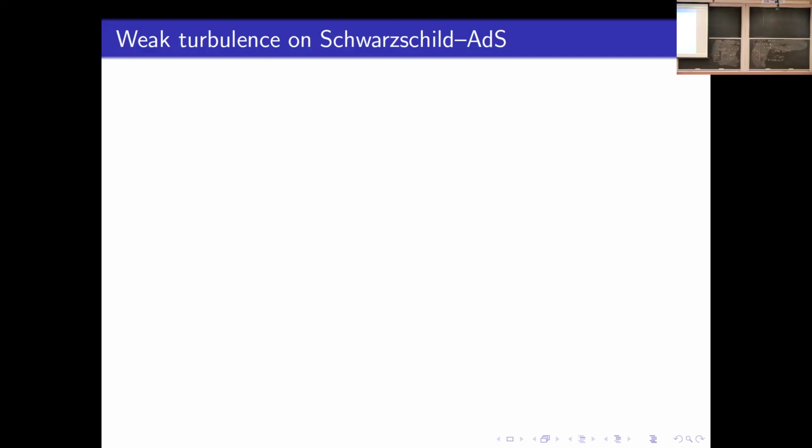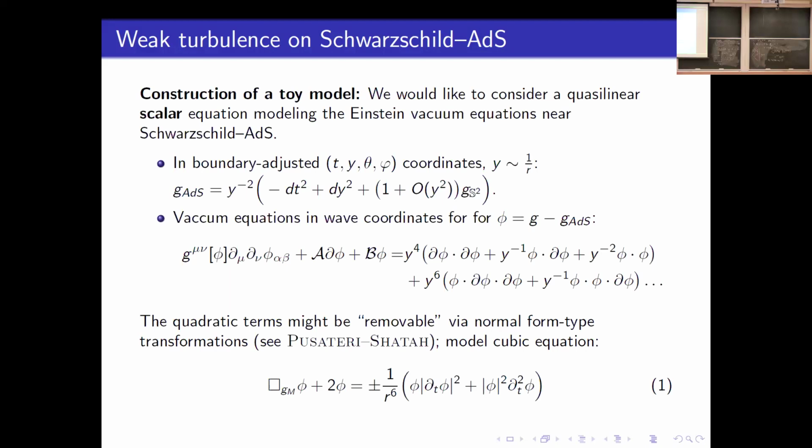Already from the work of Olivier, you saw that even the linearized system is, to say the least, very complicated. So let's try to look for an appropriate toy model, a quasi-linear scalar wave equation to study instead of the vacuum Einstein equations. We want a model for the vacuum equations on an asymptotically AdS spacetime, so Schwarzschild-AdS.